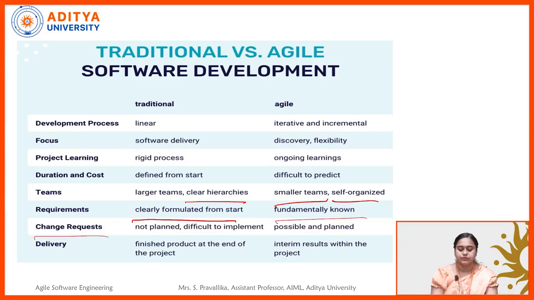The next one, change request. In the traditional waterfall methodology, it is difficult to implement a change request as it is not planned. Whereas in the Agile, it is possible and it is planned. When coming to the delivery, the finished product comes at the end of the project. In the traditional waterfall methodology, we are not involving the customer from the starting to the ending. We are just submitting the finished product at the end of the project. If there are any issues, it will again start from the beginning. Whereas in the Agile, we are going with interim results within the project. That means based on every phase we are dealing with, we are supposed to submit the results to the customer. So these were the differences between the traditional versus Agile development.